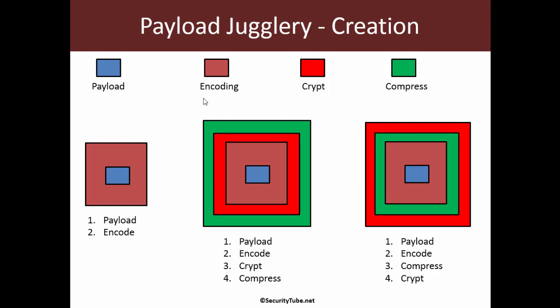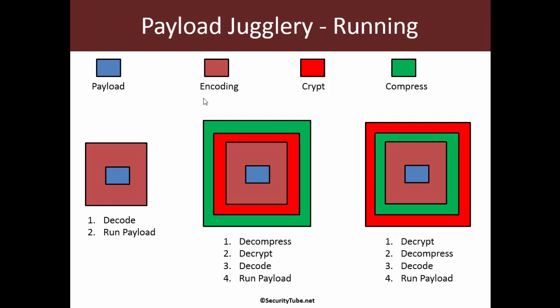So you could take the payload, encode it with a XOR encoder, then crypt it, then again encode it with Shikata-ga-nai, then compress it, then again crypt it, and then again encode it with Shikata-ga-nai, and so on and so forth. However, keep in mind that every additional step which you add, A, will increase the size of the executable, and B, will also increase the amount of time and resources required to finally reach the payload and run it, right? So let's understand how the running part works.